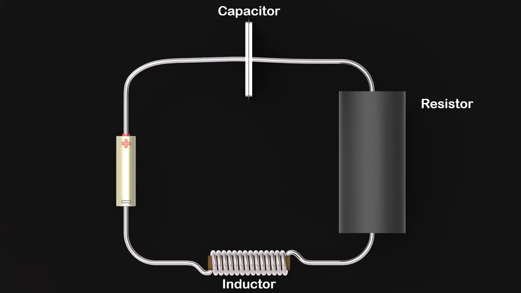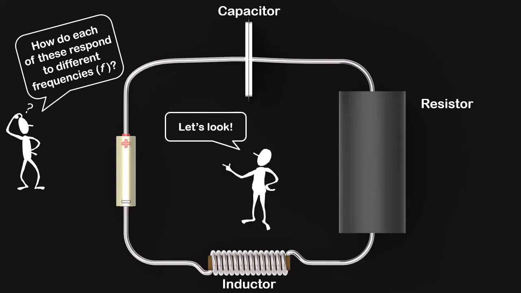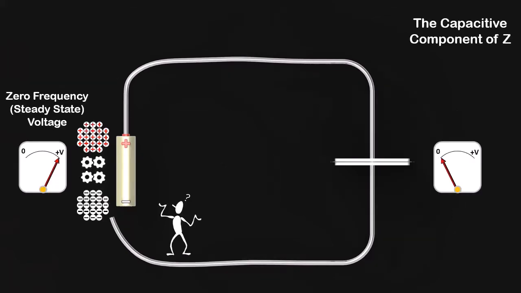The stage is set with our three impedance component players. How will each of the three different components of impedance respond to supply voltages of different frequencies? Best to look at each separately. What do you think will happen when we connect the wire to complete the circuit?